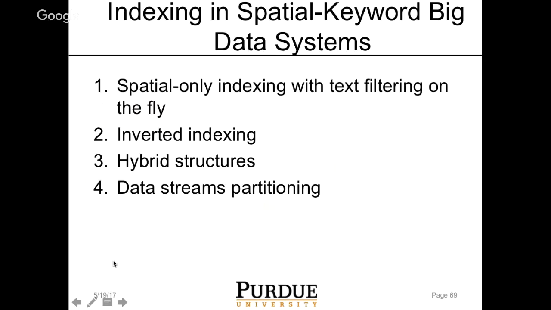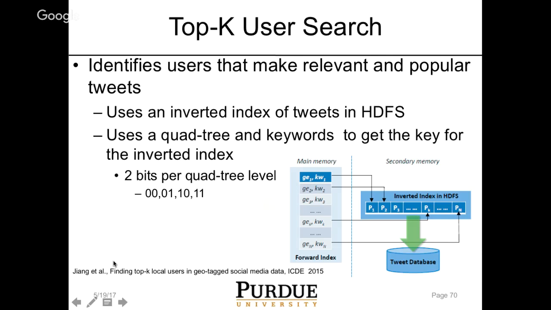Another popular approach is to use inverted indexing on top of the Hadoop file system. There is one work that identifies the top K users in a specific region. And what is meant by the top K users? The top K users are the people who are talking and producing the most relevant and popular tweets about a specific topic. So when I tweet, I make an interesting tweet. Some people may retweet it. Some people may respond to it. So this makes a tweet popular, and the individual who created this popular tweet becomes a popular user.